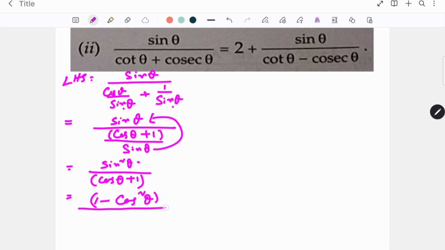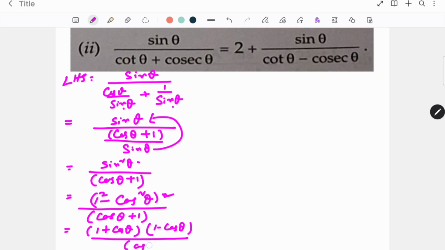We know sin square theta means 1 minus cos square theta. So the down one we keep as it is, cos theta plus 1. Now in the upper one we got 1 minus cos square, we can make it 1 square also, so it becomes the a square minus b square formula. So we'll get here 1 plus cos theta and 1 minus cos theta, and up and down we are getting cos theta plus 1. So this cos theta plus 1 and this cos theta plus 1 will cancel, only 1 minus cos theta will be left in the LHS.